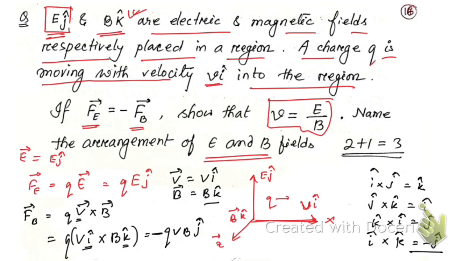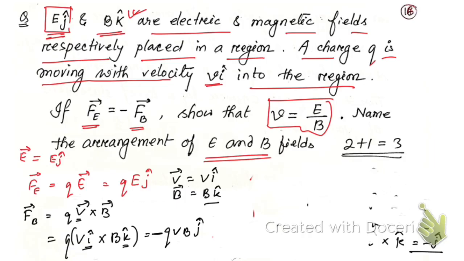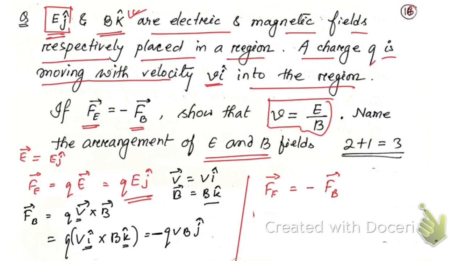Now you see, okay, let me clean these things, just give me a second. Okay, now you see what is given here: the force exerted by the electric field is equal to the negative of the force exerted by the magnetic field. So now let's put these two forces, Q E Z cap here, Q E Z cap, and on the other side minus F B, the force exerted by the magnetic field, is this.